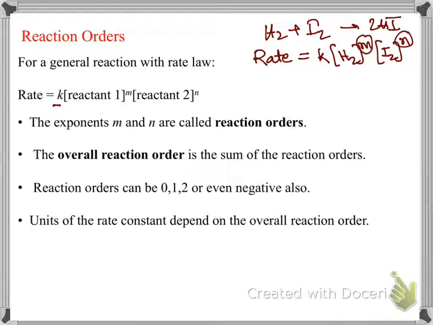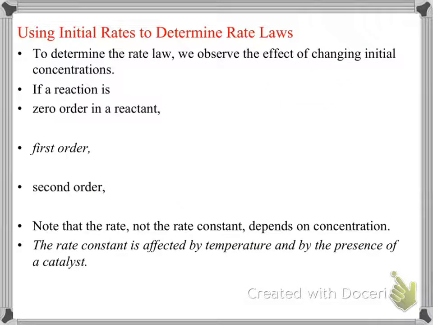Now these exponents m and n are called reaction orders, and the overall reaction order is the sum of the orders. In this case, it will be m plus n. And these reaction orders can be 0, 1, 2 or even negative. 0, 1 and 2 are most common. And the unit for this rate constant depends on the overall reaction order, which I will go over in a minute.